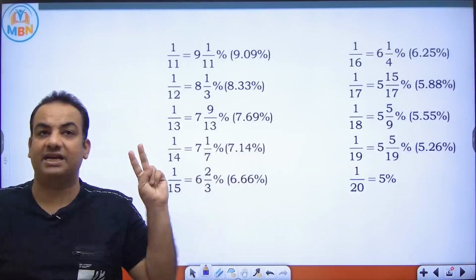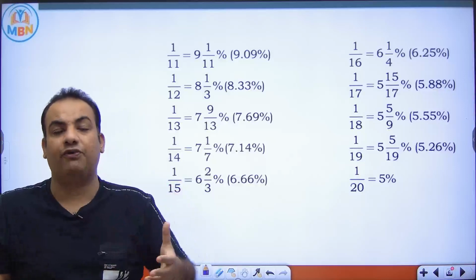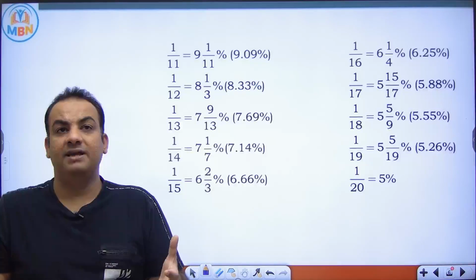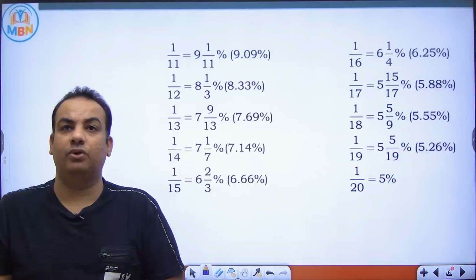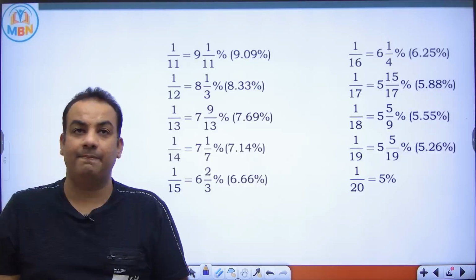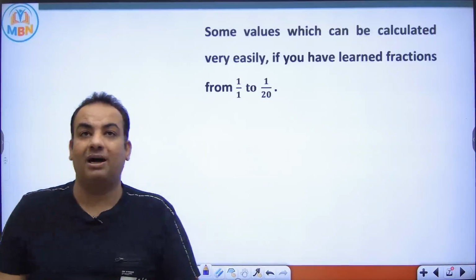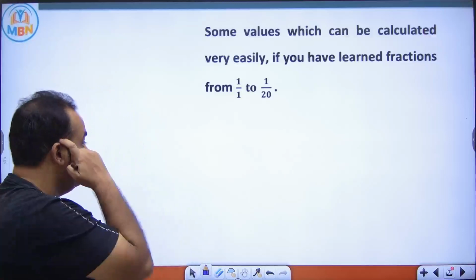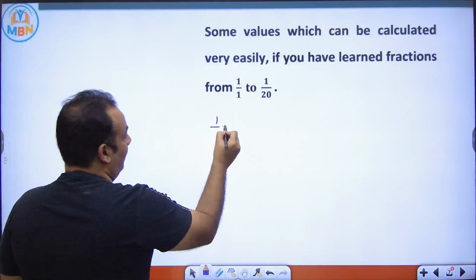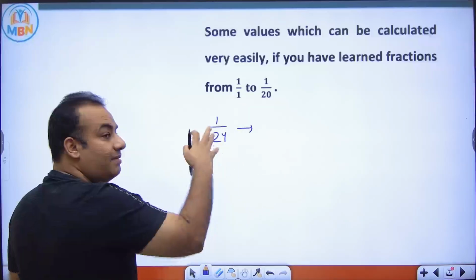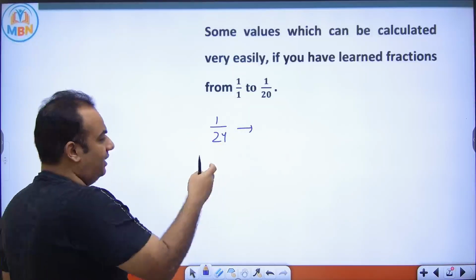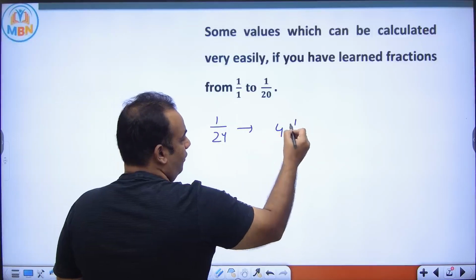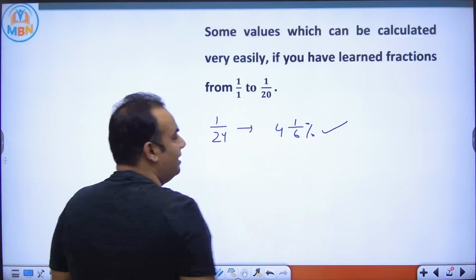One is fraction, second is decimal values. The more accurate form is the fraction value. But I would suggest if you are going for your exam, then you should be comfortable in both ways, fraction as well as decimal. Once you know values from 1 by 1 to 1 by 20, then you can find some other values related to this. I'll just give you an example. Suppose somewhere you get 1 by 24. Now you know that 1 by 12 is 8 1 by 3%. So 1 by 24 is half of 8 1 by 3. So half of 8 is 4. Half of 1 by 3 is 1 by 6. So it is 4 1 by 6%.